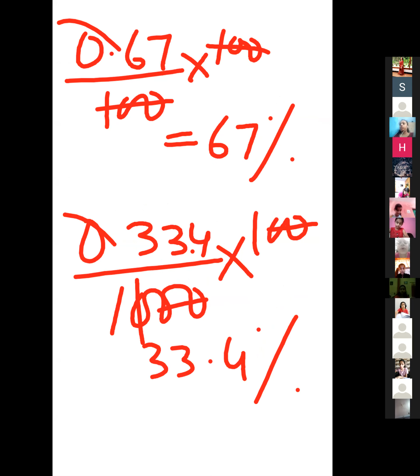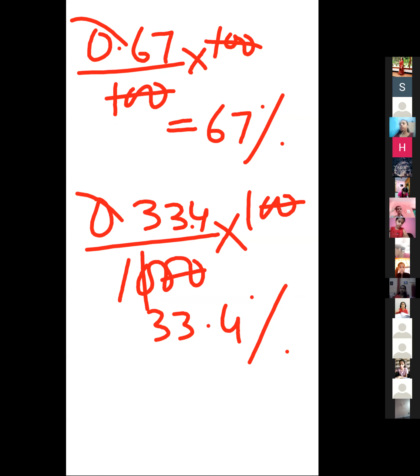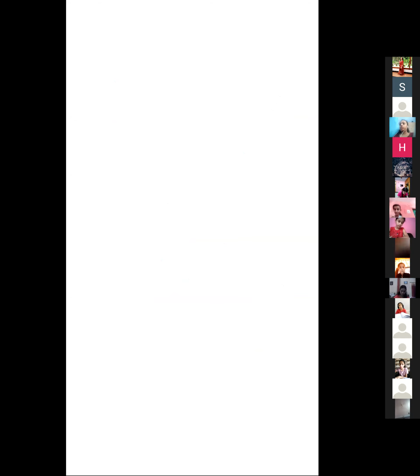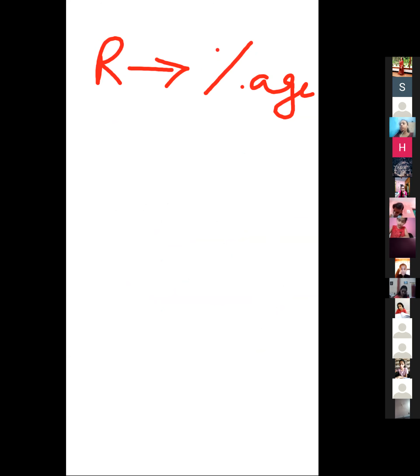Now the next question is question number 3. Convert each of the following ratios into percentage. Now ratio change into percentage. Always remember, we will write ratio in the form of fraction. So first is 3:4. So how do we write ratio?